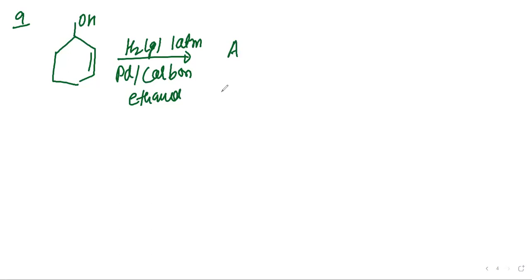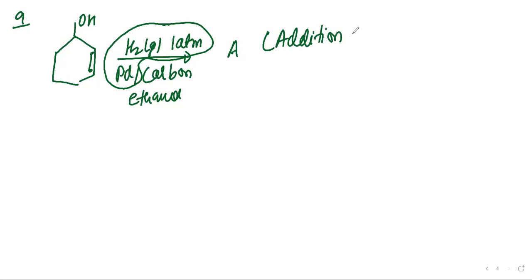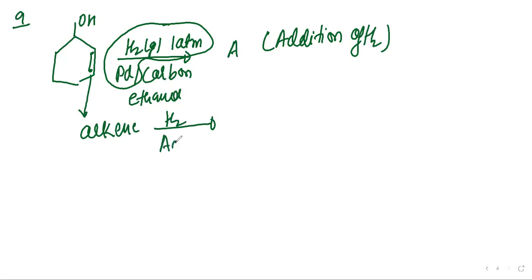So see here, this will act as a reducing agent. And hydrogen is there. So addition of hydrogen will be done here. Understood? So this double bond is an alkene. So when alkene reacts with hydrogen, it does the addition reaction. Addition of hydrogen.